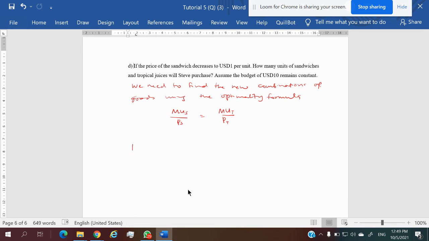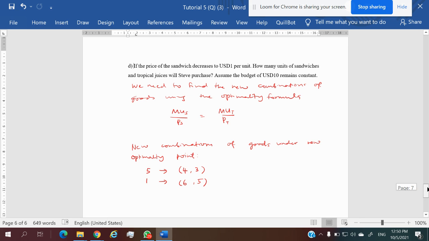You just put here the new combination. Here the new combination of goods is, for the optimality value of 5 just now, 4 units of X and 3 units of Y. For the value of 1 just now, 6 units of X and 5 units of Y. Oh, sorry. 4 sandwich, 3 juice for optimality value 5, and 6 sandwich, 5 juice for optimality value 1.